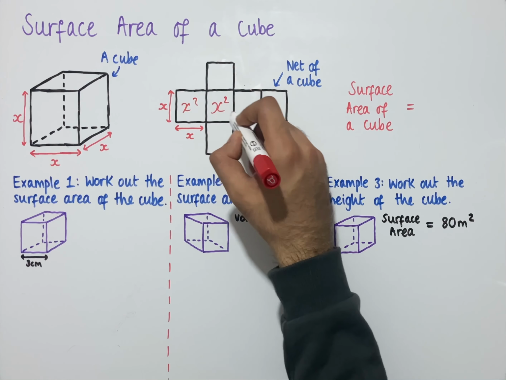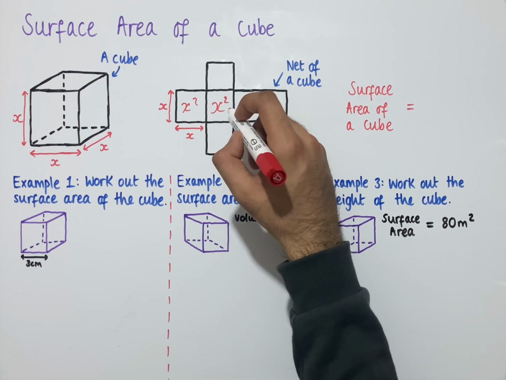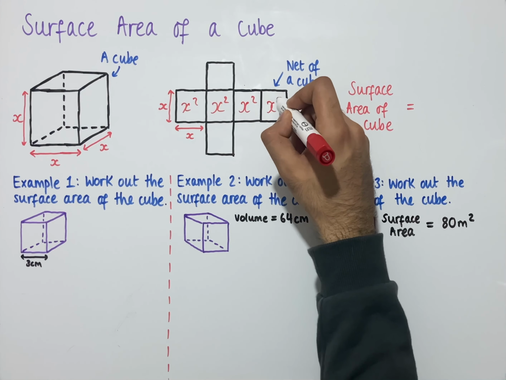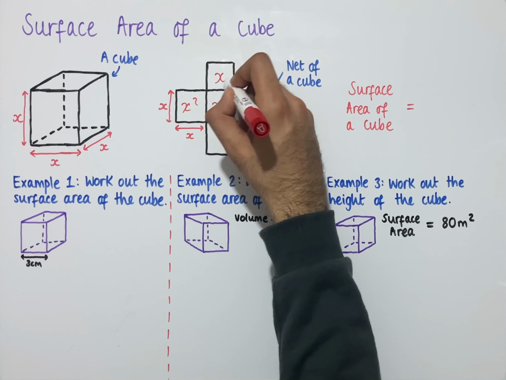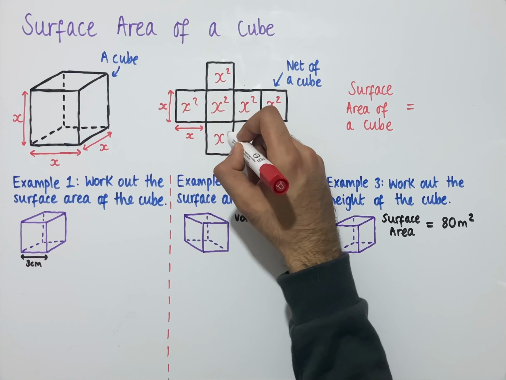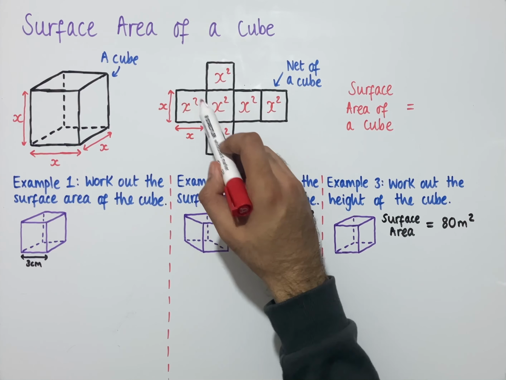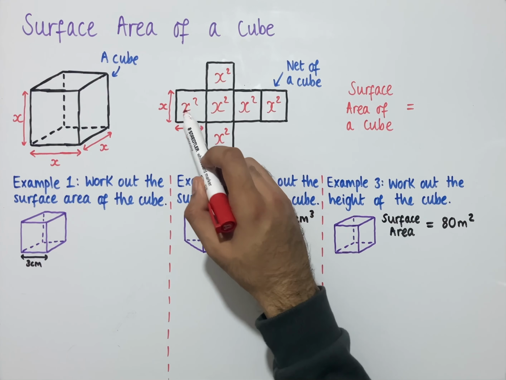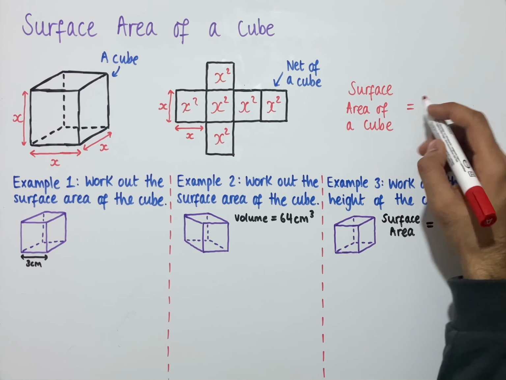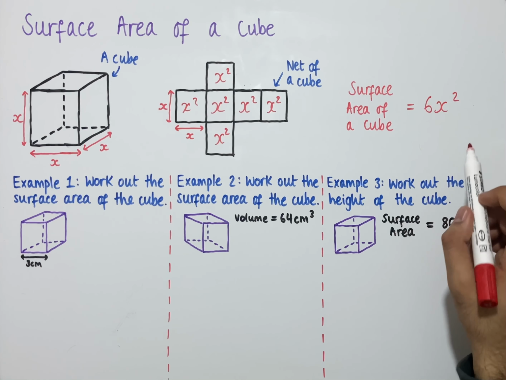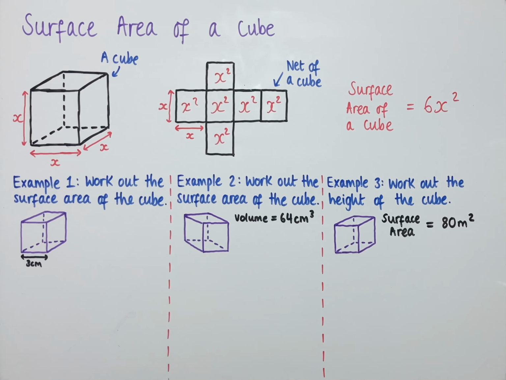Since all of the squares have the same length and the same height, then the area of each of the squares would be exactly the same. And so therefore, we would have a total surface area for the cube of 6x squared. Since we have 6 squares here, each square has an area of x squared. So if we do 6 times x squared, we get a surface area of a cube which equals 6x squared, where x is the length of one of the edges on the cube.